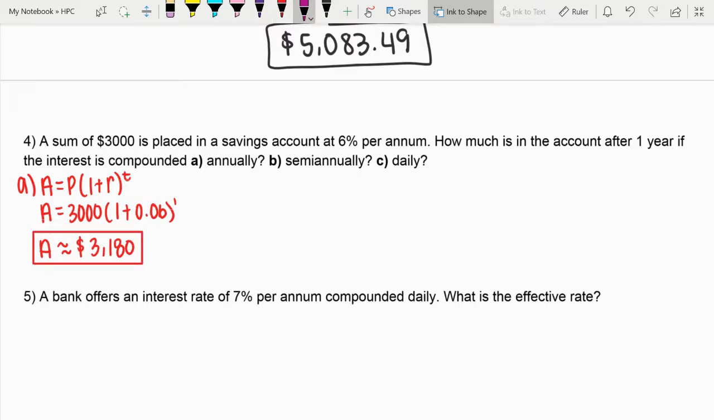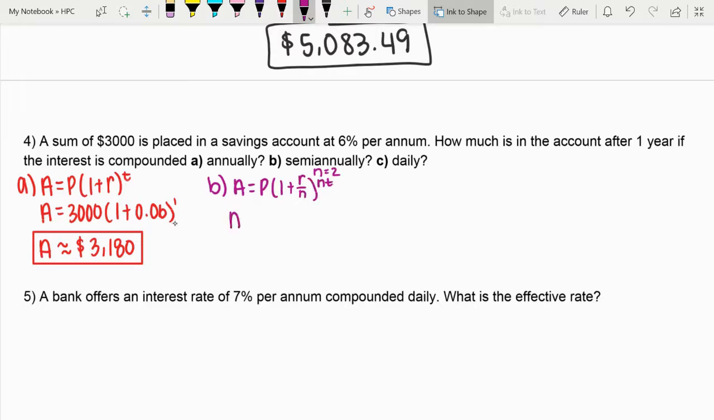Okay, next we want to know semi-annually. So semi-annually is where n is equal to 2. Okay, so if you look back at the top when we talked about our different equations, if something is happening more than once, but it's a specific amount of times, then we use the formula A is equal to the principal times 1 plus the rate divided by the number of times, raised to the number of times the year.